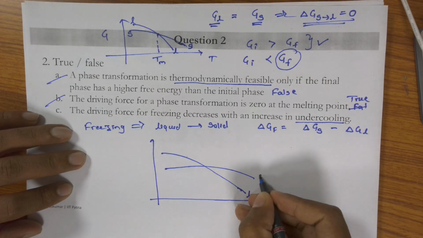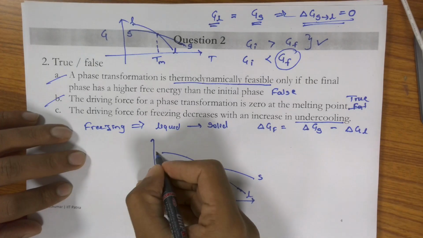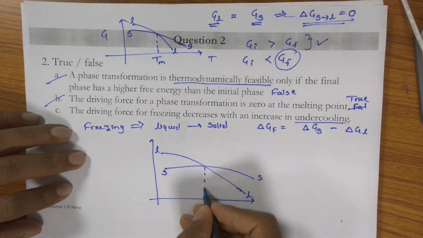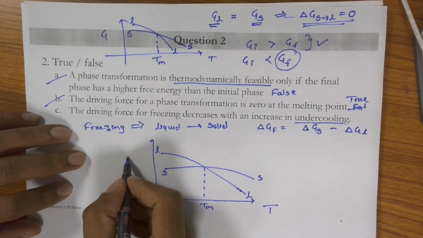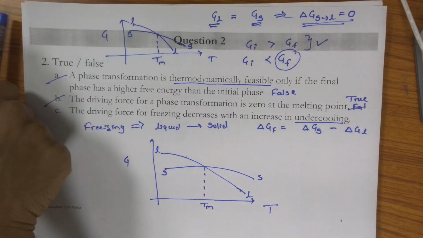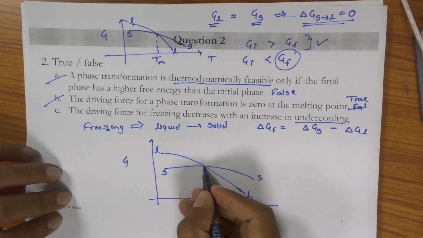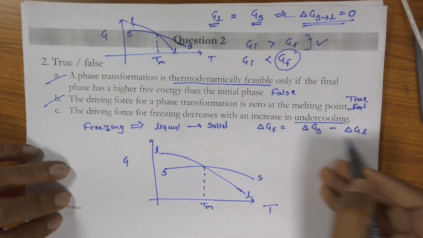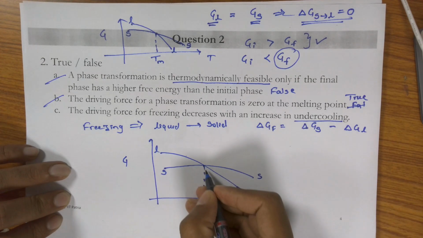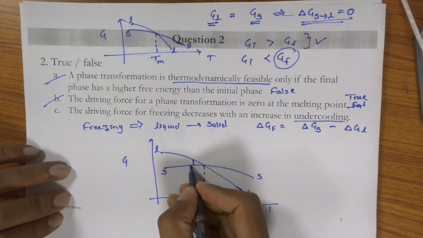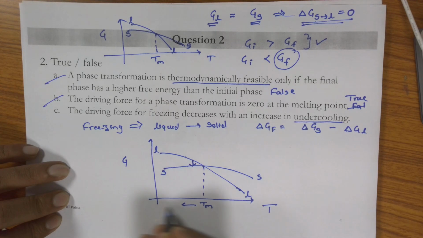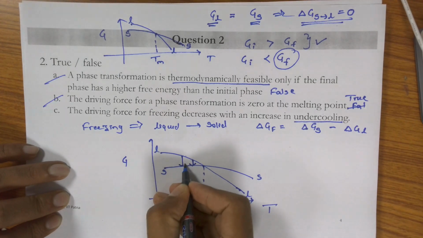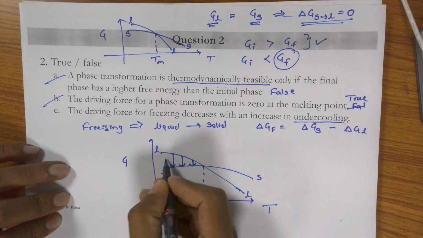This is liquid, this is solid. This is the melting point, the temperature axis, and this is the Gibbs energy axis. We can see that at the melting point it is zero for the liquid to solid transformation. But once I keep on decreasing the temperature, going to the left side, that is, once I keep undercooling, this driving force, the delta G, keeps on increasing.